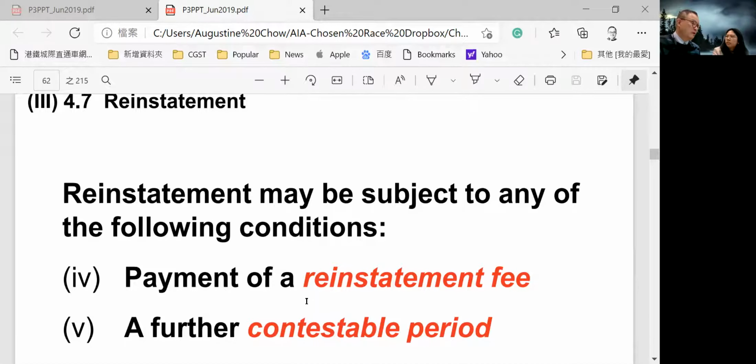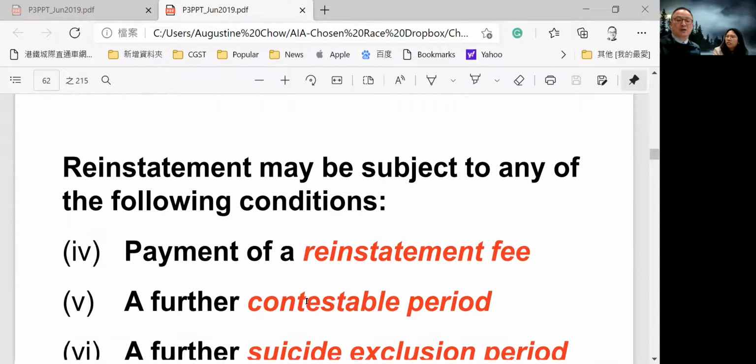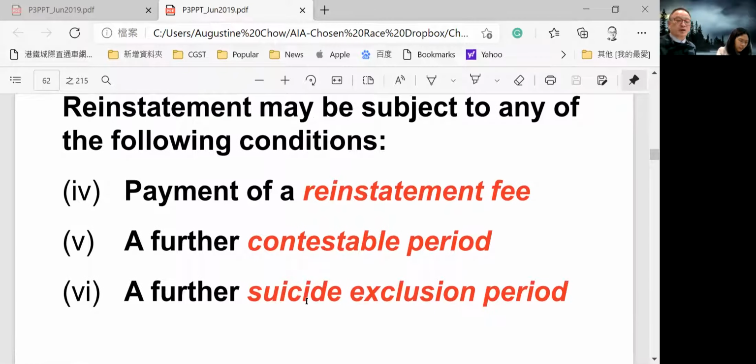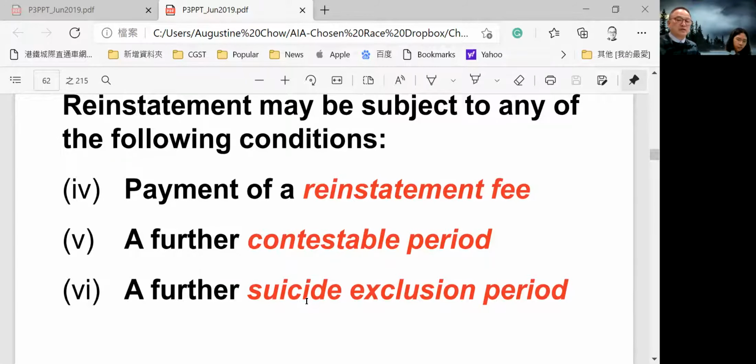Normally, it's 3 months. If you pay monthly payments, it's a 3 month advance payment. And then you will have another 2 years for the contestable period, another year for suicide. If it's a medical policy, another 90 days waiting period. Everything is treated as a new policy. Ah, okay.